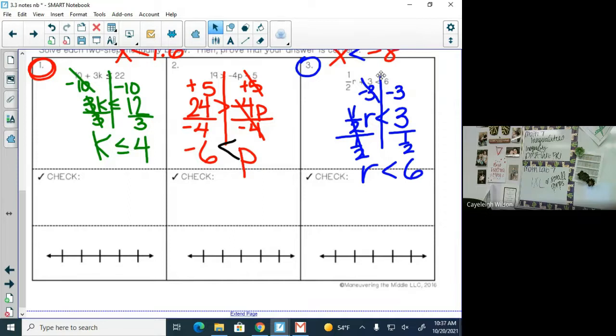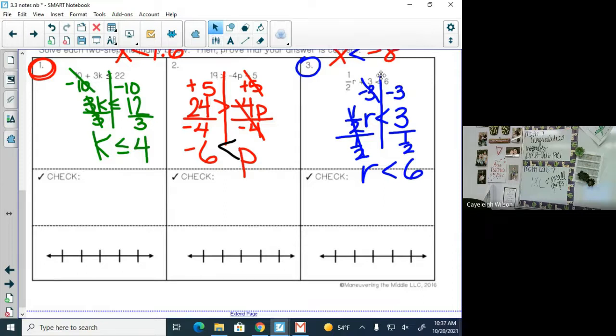All right, look up here. We're going to talk about that for a second because it seems like we really struggle with fractions. So if I take 3 divided by 1/2, right? How do I make 3 a fraction? Put a 1 under it. And what's the rule for dividing fractions? Keep, change, flip.